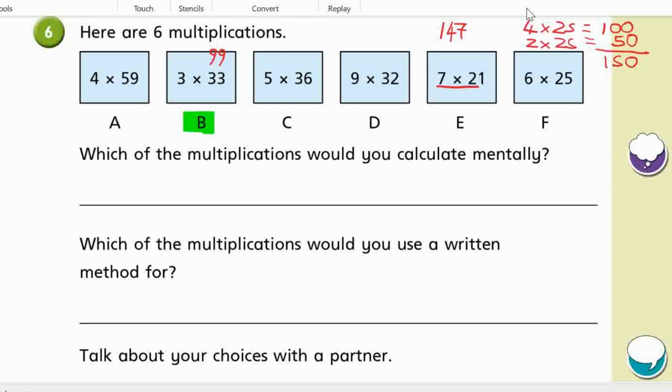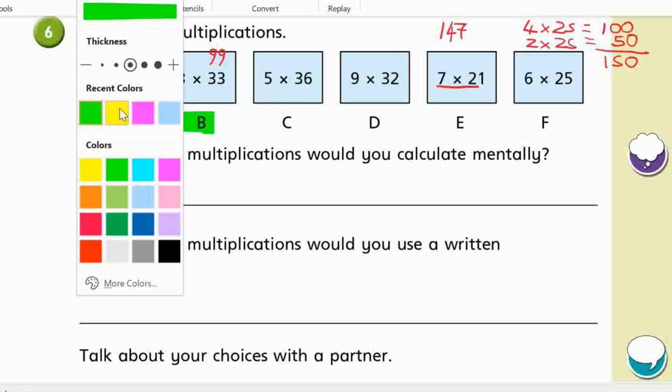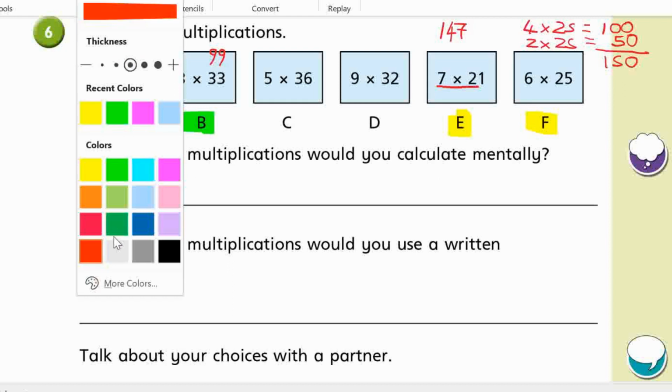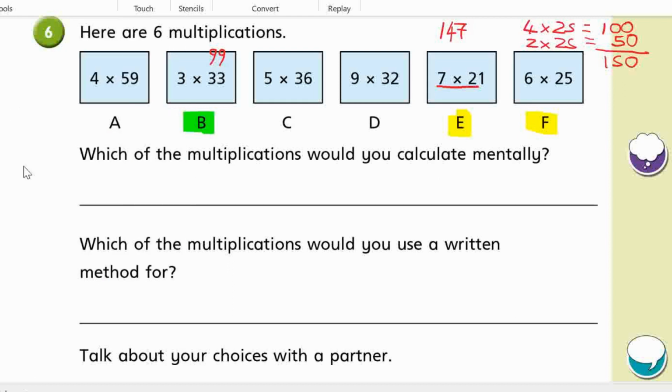Okay, let's have a look at the next one. Which of the multiplications would you use a written method for? Well, you could argue for all of them. I mean, I just did, I suppose, for this one. Which one do you think is the hardest? So we said these are okay, so I'll give them amber or yellow. They're not too hard. Now we're looking for the really hard one. What's the hardest one here? So we have 4 times 59, 5 times 36, 9 times 32.